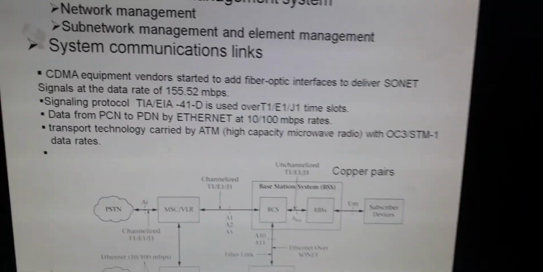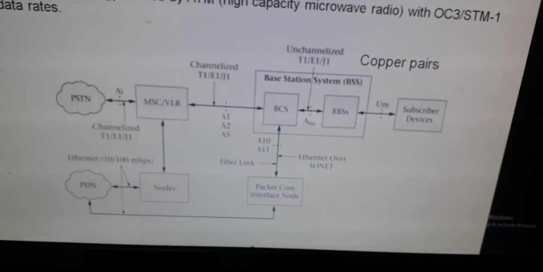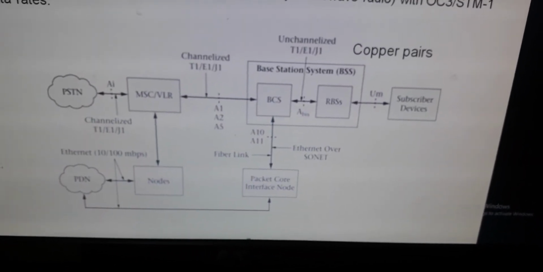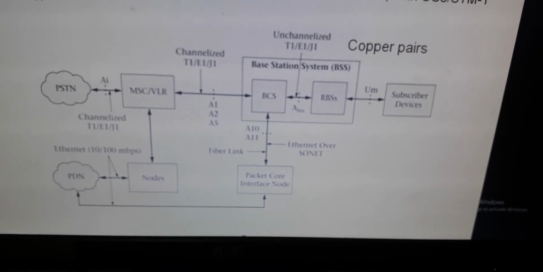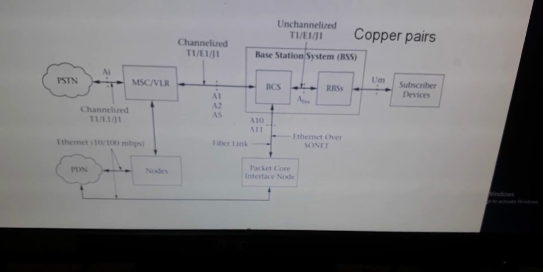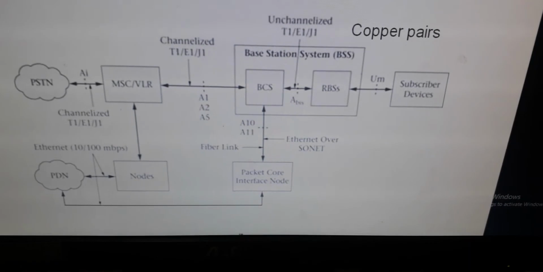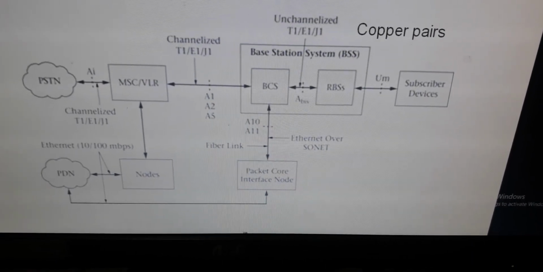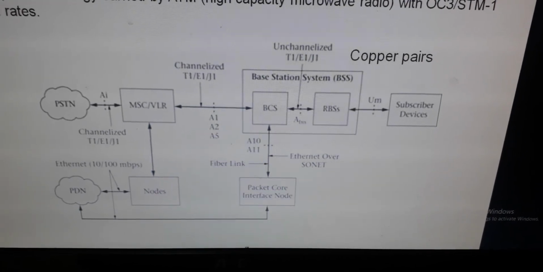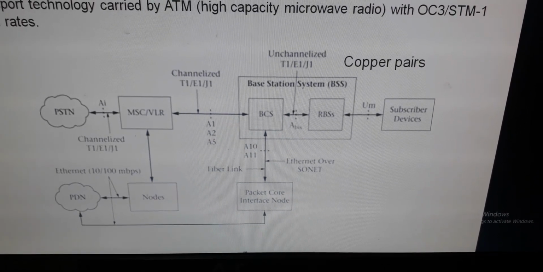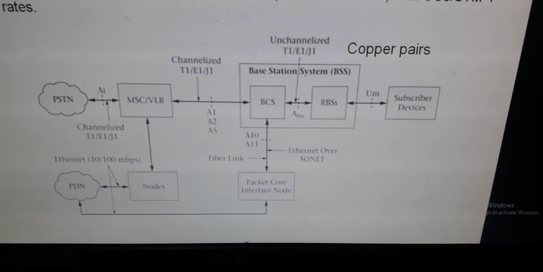How does the CDMA network management system work? Here is a simple block diagram. The MS is connected to base station systems by cables, optical fiber cables. A Sonet network can be used. Sometimes copper wires are also used with the T1, E1, J1 standards. T1 is the American standard, E1 is the European standard, and J1 is the Japanese standard.